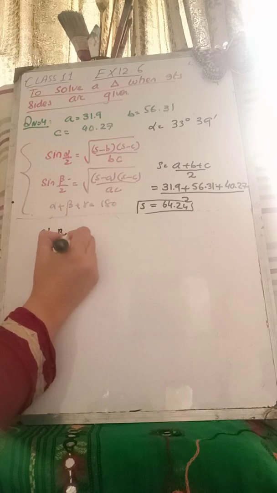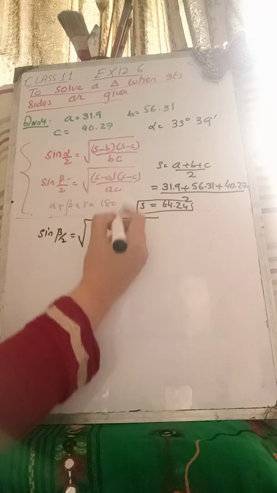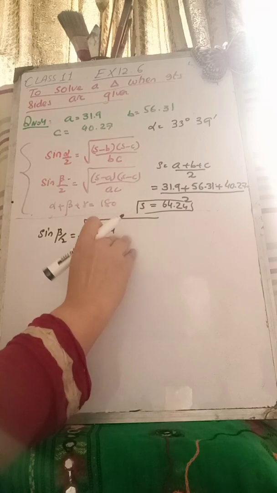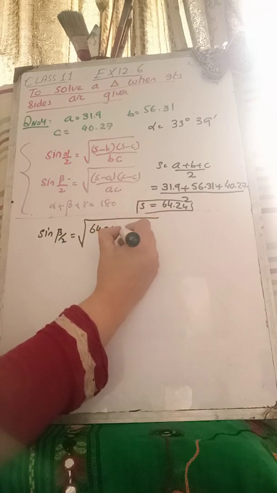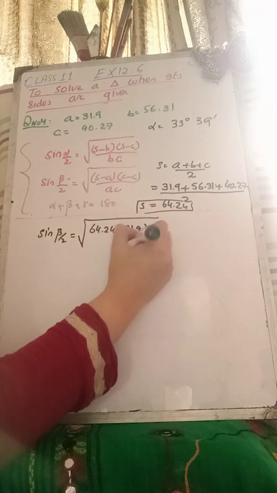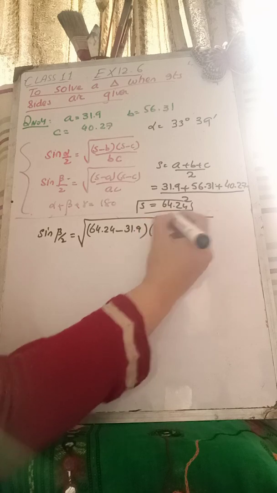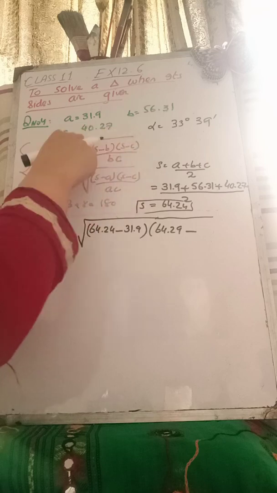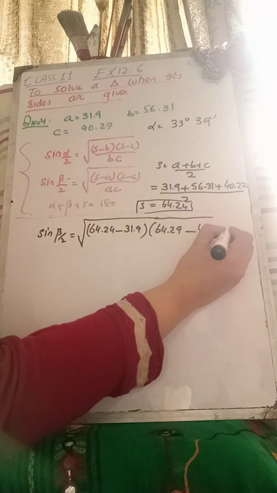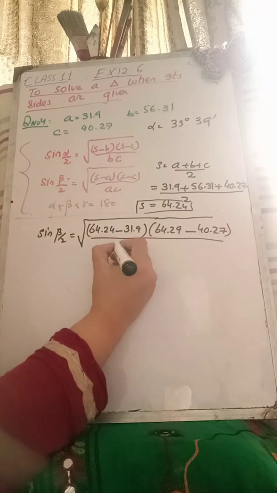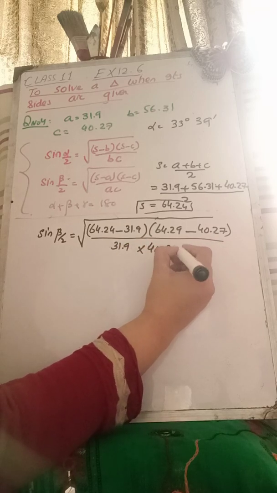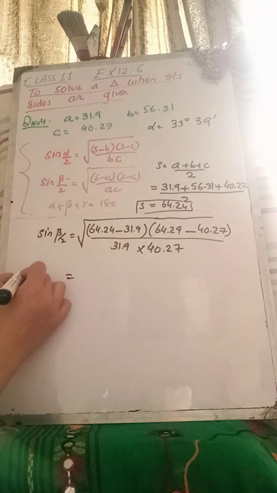Sin beta by 2 will be equal to under root s minus a, as is 64.24 minus a is 31.9 and minus a minus c is 40.27 divided by 31.9 into 40.27. So I am going to calculate it to find sin beta by 2.